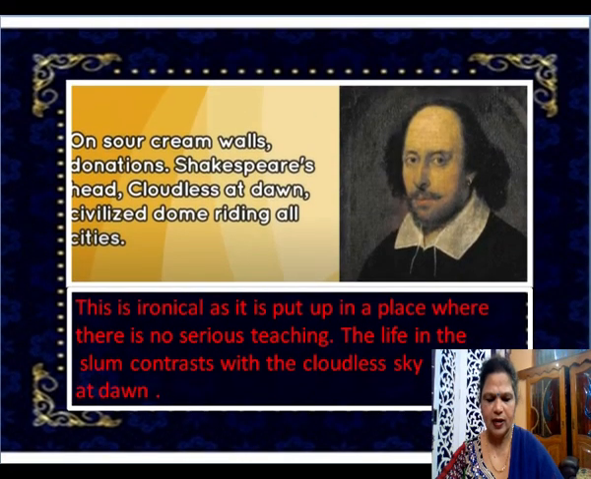The poet in this paragraph is ironical as it is put up in a place where there is no serious teaching. Means Shakespeare is a great person. He is having a great name in the history of literature. So what are the students supposed to do with the picture of this Shakespeare? So this picture is placed where there is no serious teaching going on at all. The life in the slum contrasts with the cloudless sky at the dawn.